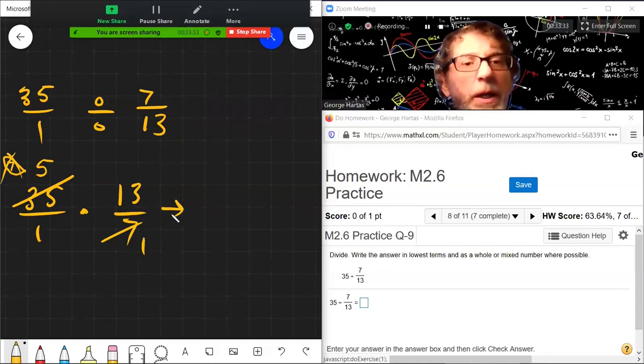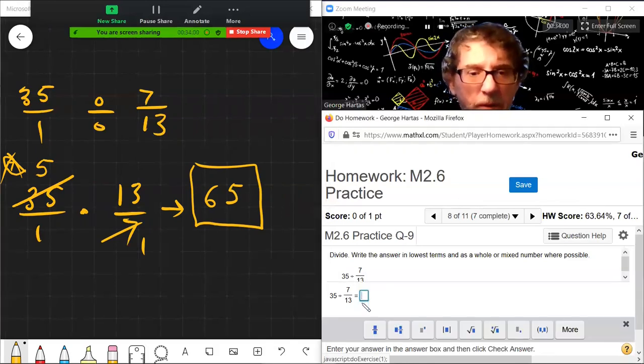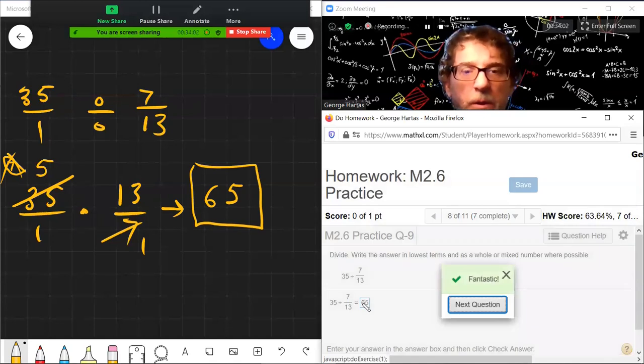It's time to multiply across. 5 times 13 is 65, you said, correct? And you know that because 5 times 12 is 60. 1 more 5 gives us 65. 1 times 1 is 1, but we don't need the 1 on the bottom. We are done. $65.